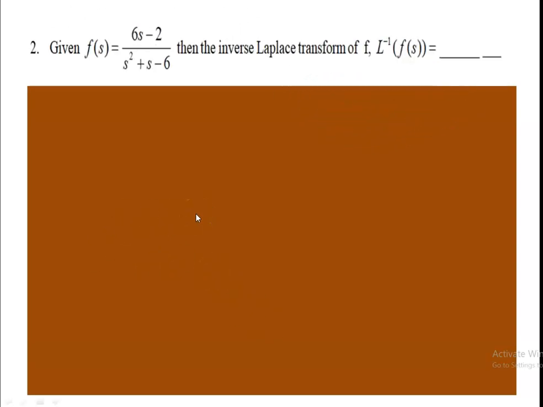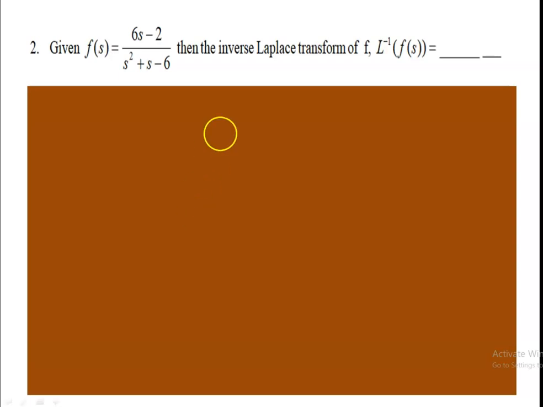Now, going to the second question. The second question is this one. You are given f of s to be 6s minus 2 over s squared plus s minus 6. Now you are asked to find the Laplace inverse of f of s.